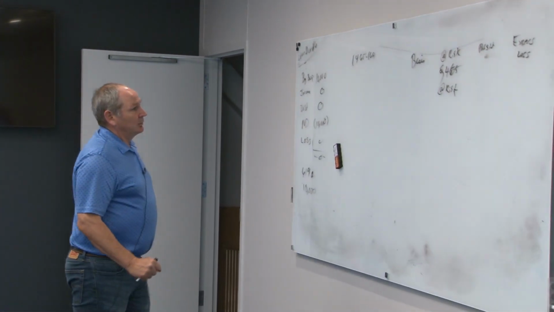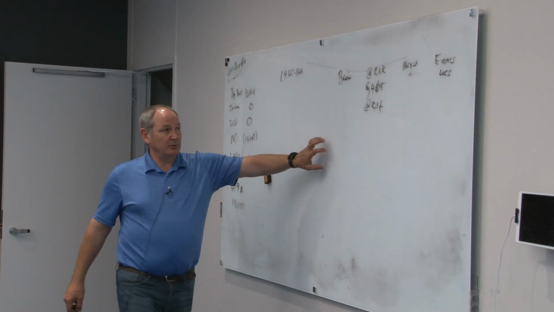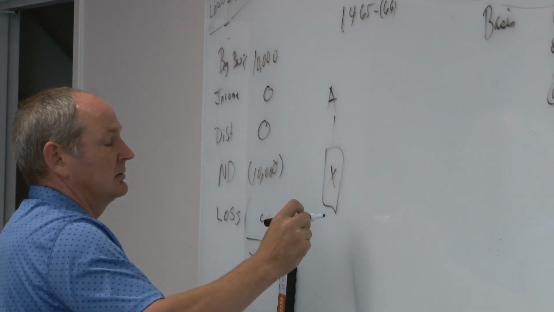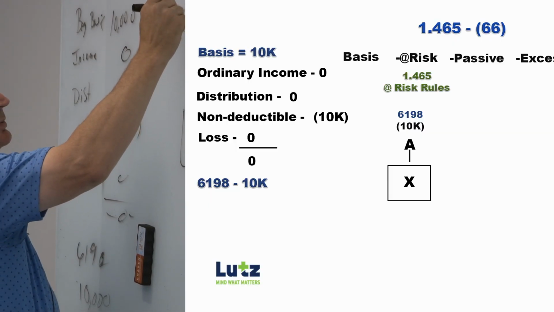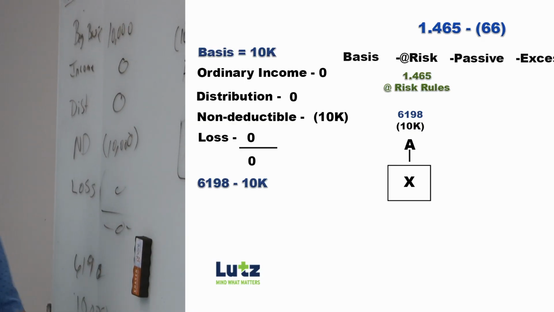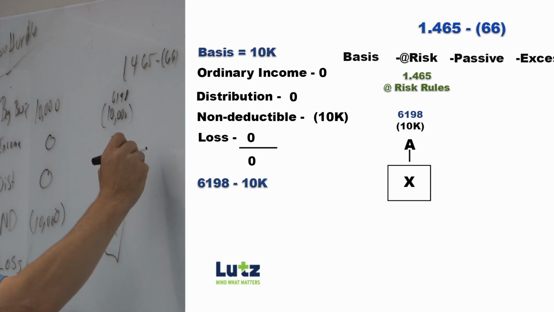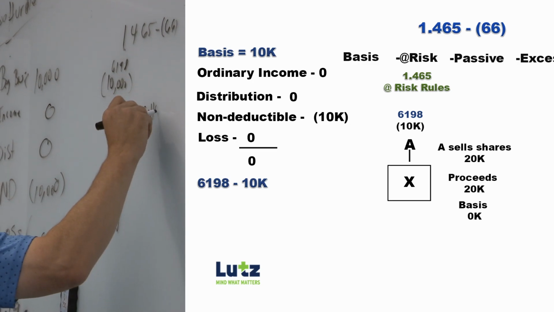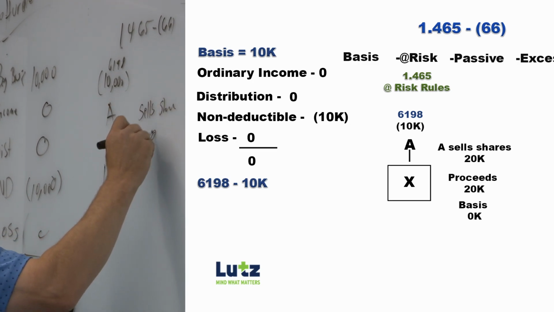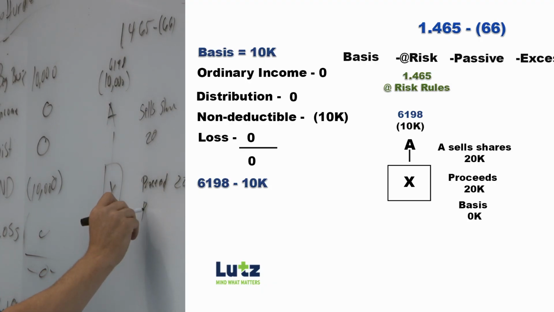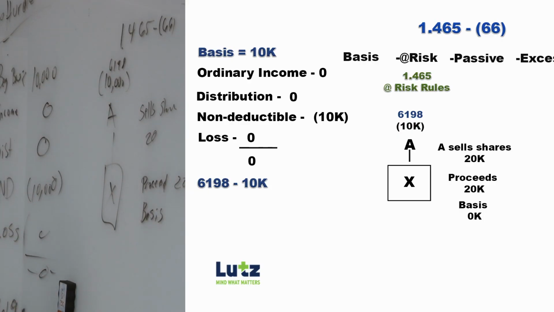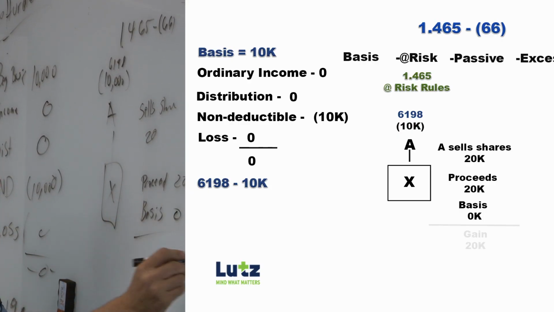And what 1.465 says is you have A who owns X, and A has a $10,000 at-risk carryover on 6198, correct? We have 0 basis. A sells shares for 20,000. Proceeds 20. Basis, how much is my basis? 0. So what's my gain? Gain is 20.